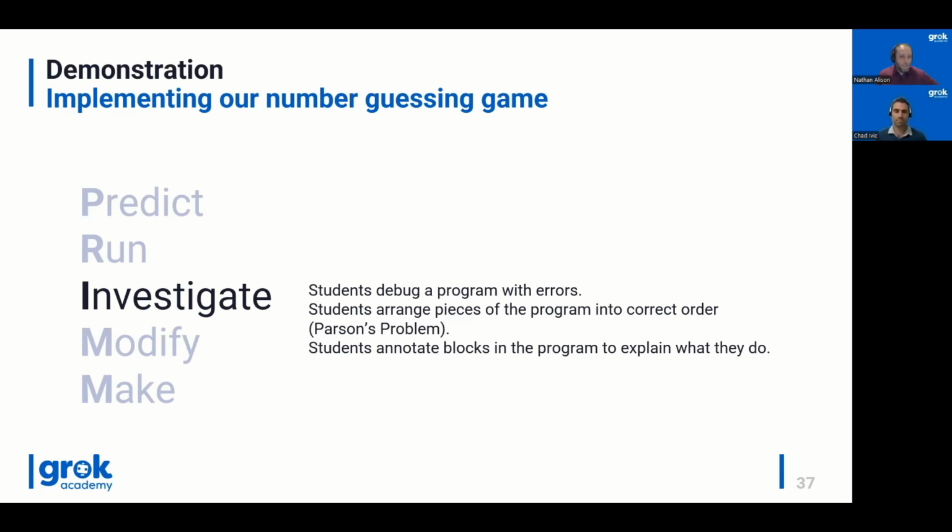Students may be given pieces of the program, but not in the right order. This is called a Parsons problem. And they have to put those pieces of the program into the correct order in order for it to work properly. And then Chad gave a good demonstration of annotation before, but that's where students write comments or otherwise annotate a program to explain what parts of it does. So that's the investigate phase.